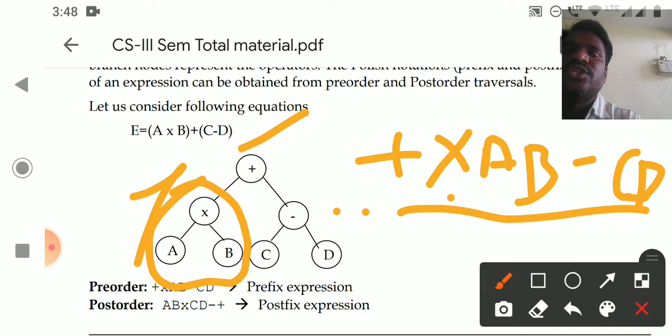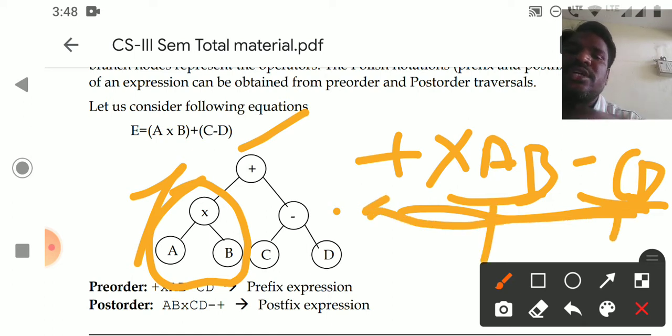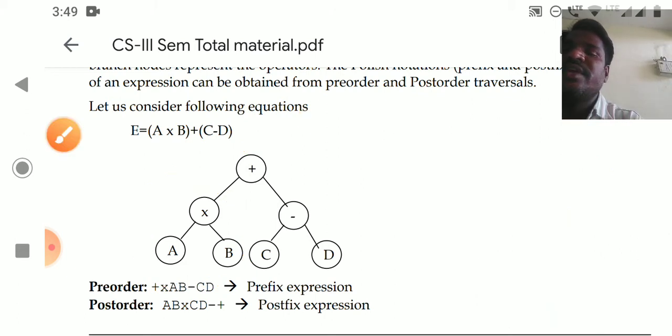So for the calculation of the result, the plus operation is performed first. This is called a prefix expression. If the operator exists before the variables, that is called a prefix expression.